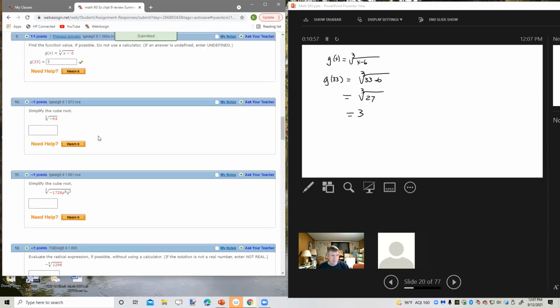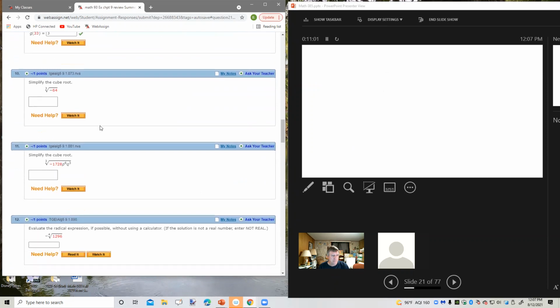Again, I'll just keep plugging away here. If you have questions about something or need me to slow down, let me know. Simplify the cube root. The cube root of negative 64 is negative 4.